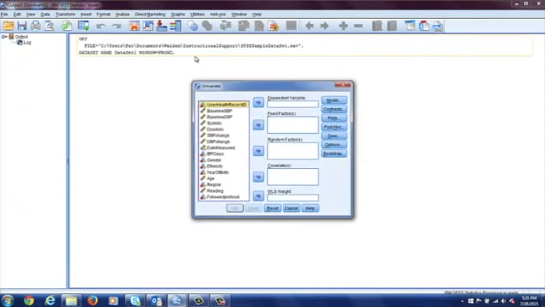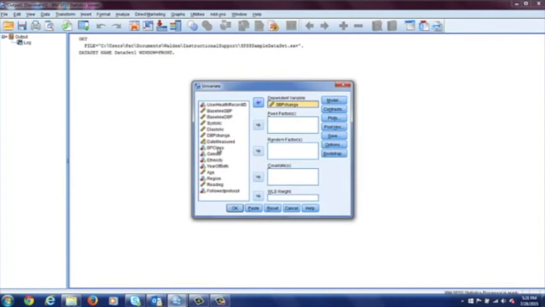Select Univariate. In this example, I have a series of blood pressures. I have baseline and follow-up blood pressures. Then I have a calculated change in blood pressure. So I'm going to make systolic blood pressure change my dependent variable.